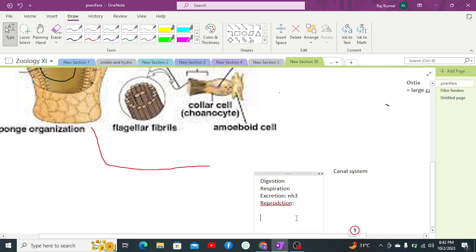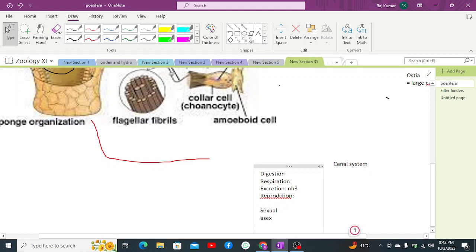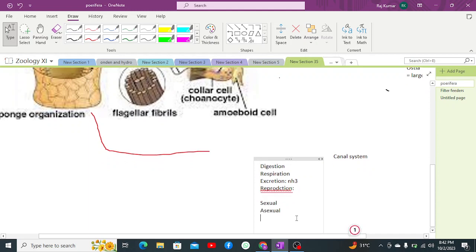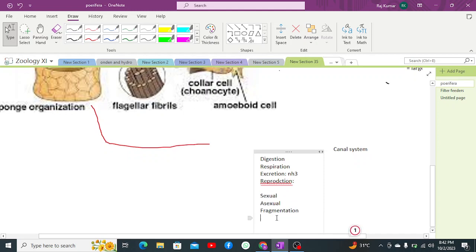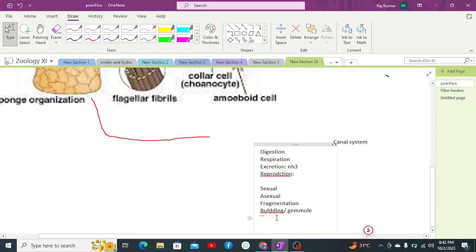When it comes to reproduction, there are two types: sexual and asexual reproduction. Asexual reproduction involves two methods. First, it is fragmentation, in which there is formation of fragments which individually grow into a new organism, and secondly, there is budding or gemmule formation.